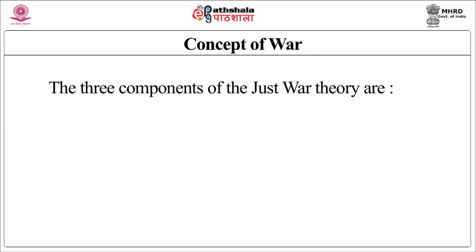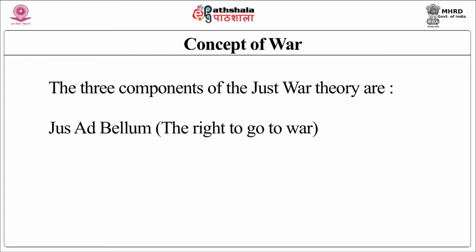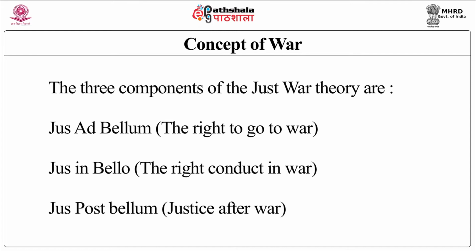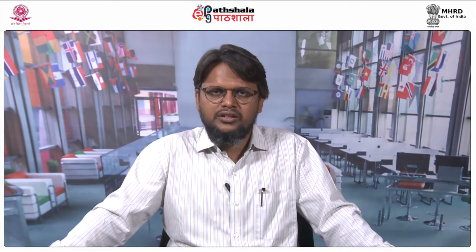The three components of the just war theory are: number 1, jus ad bellum, which means the right to go to war; number 2, jus in bello, which includes the right conduct in war; and then the third, jus post bellum, which includes justice after war. The just war tradition encompasses a set of mutually agreed rules of combat.